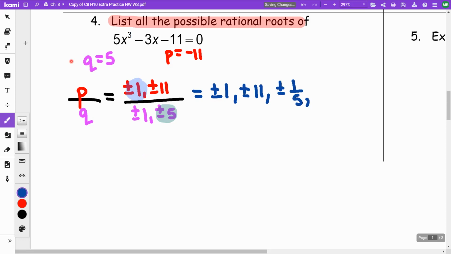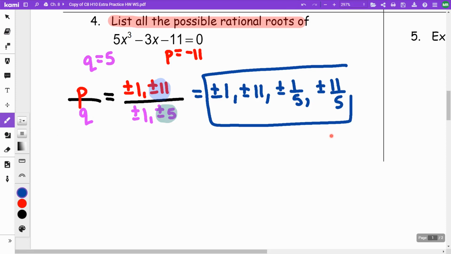And then I'm going to be taking the positive -11 over 5. So that's going to give me a positive -11/5. So 1 over 1 is 1. 11 over 1 is 11. 1 over 5 is 1/5. 11 over 5 is 11/5. This is our answer. They are not asking us to solve. They're asking us to list all possible rational roots.